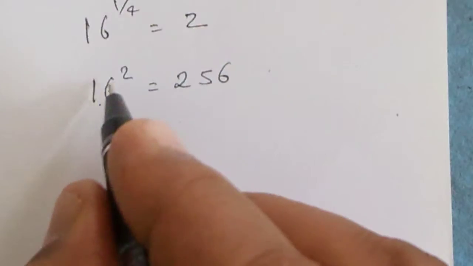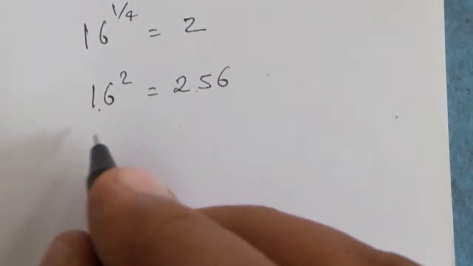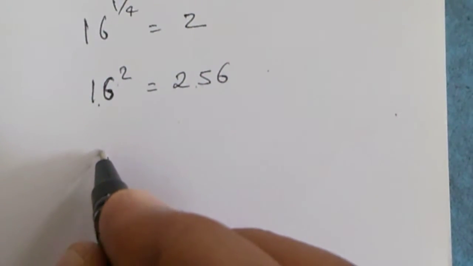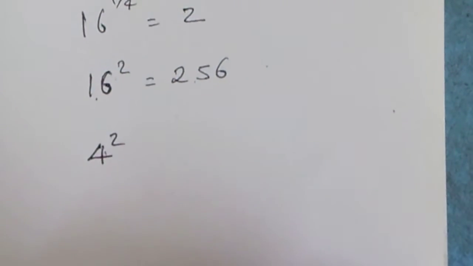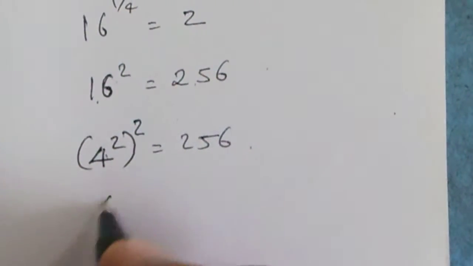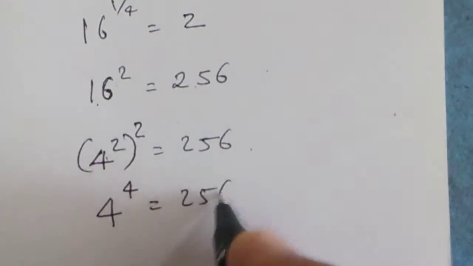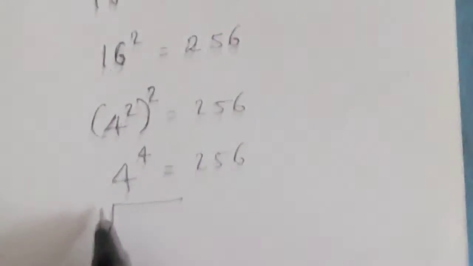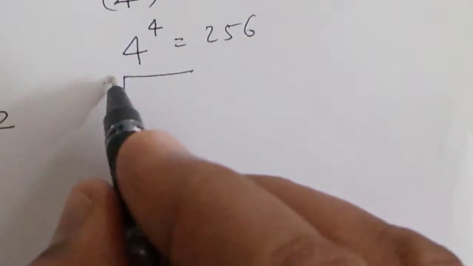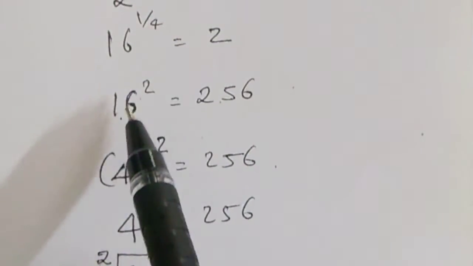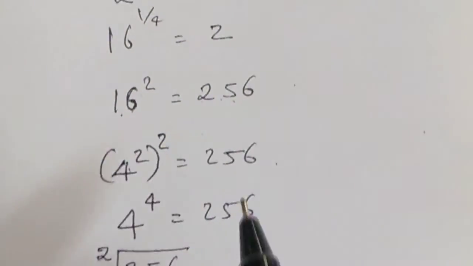For example, you have written 16 square is 256. Why not write it like this? Look here, 16 is nothing but 4 square. So 4 square, the whole square, is 256. Correct? So 4 to the power of 4 is 256. Now, when I write this without any number here, what does it mean? Square root. I need not write it, though writing it is not wrong. So if asked for the square root of 256, you will answer. Just now we saw 16 square is 256. So square root of 256 is 16.